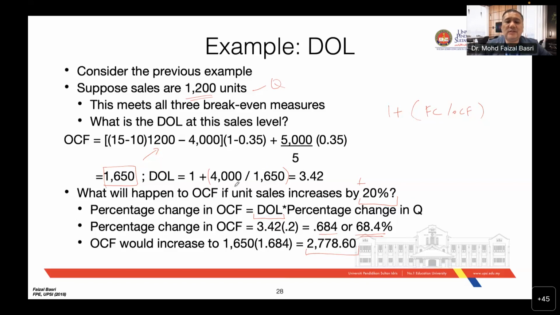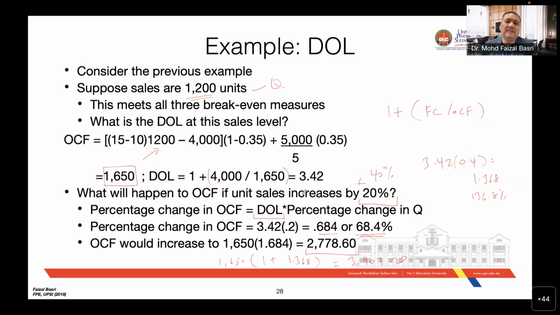So again, if the question asks you to estimate what the OCF would be if sales increase by, say, 40%, what you need to do is take 40% times 3.42. It would be 1.368, so about 136.8%. Then take 1,650 multiplied by 1 plus the change. So 1 plus 1.368. Earlier it was 1 plus 0.684, so we add one again. Times 1,650, your new OCF would be 3,907.20. Okay, this would be your new OCF if the sales increase by 40%.